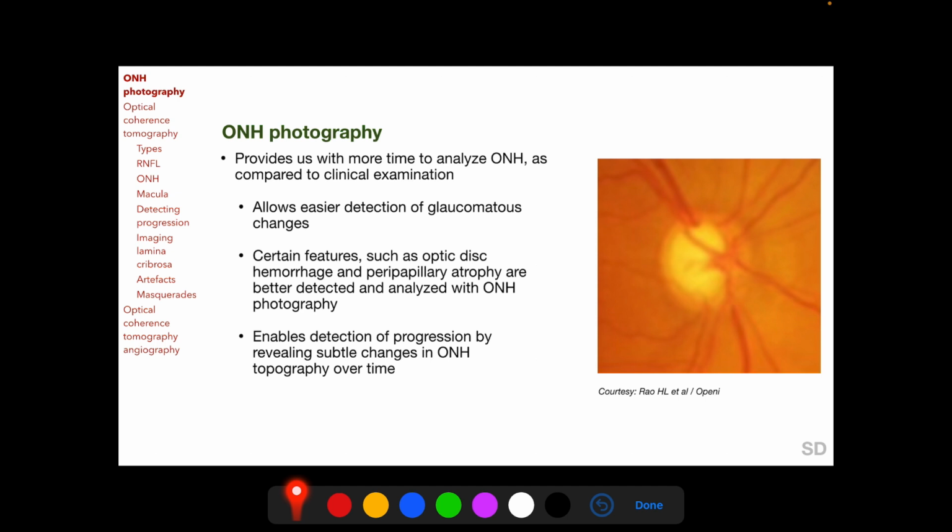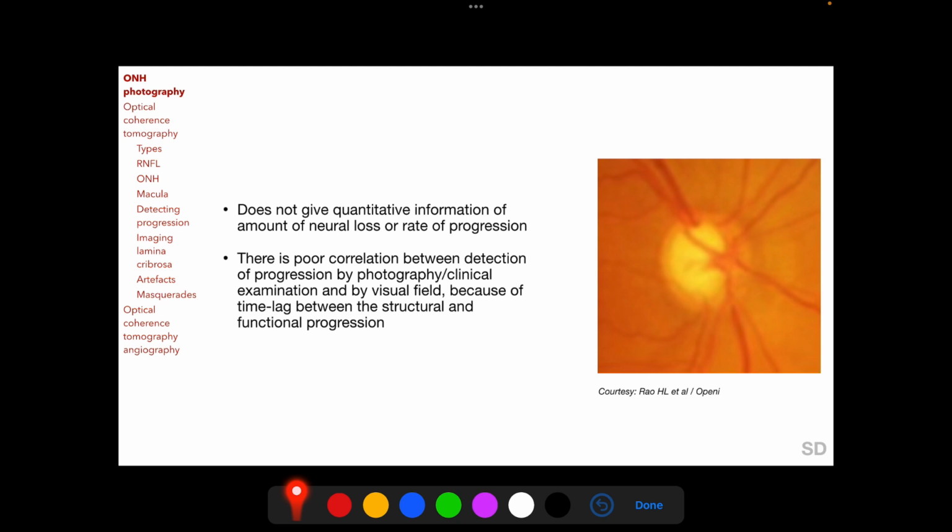Optic nerve head photography enables detection of progression also by revealing subtle changes in the optic nerve head topography over time. Optic nerve head photography, however, does not give quantitative information of the amount of neural loss or the rate of progression of neural loss, and there is a poor correlation between detection of progression by photography and clinical examination and by visual field examination because of a time lag between structural and functional progression.